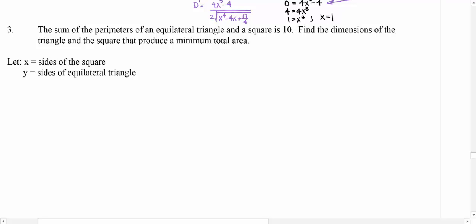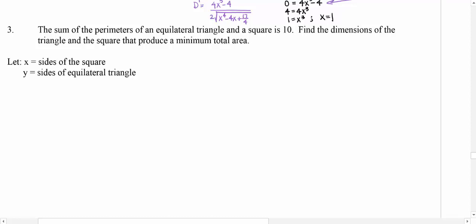The sum of the perimeters of an equilateral triangle and a square is 10. That is a static statement, right? That first sentence. The sum of the perimeters of an equilateral triangle and a square is 10, period. That has nothing to do with anything changing. So that's going to be my relationship between my variables.